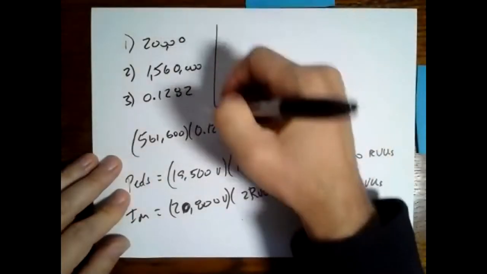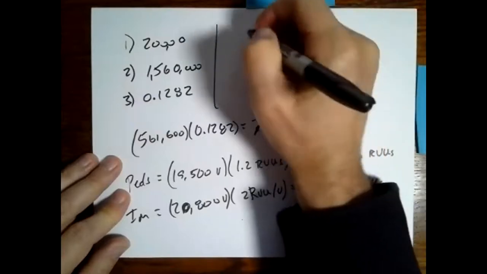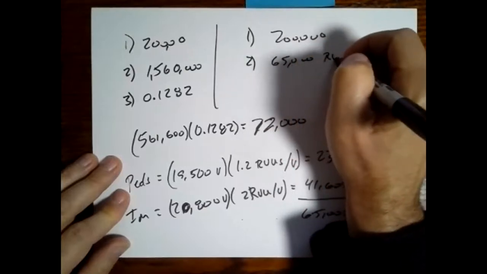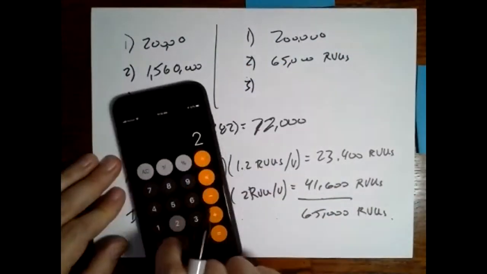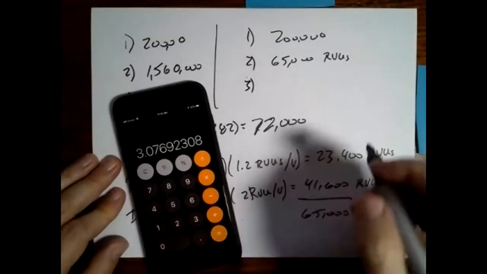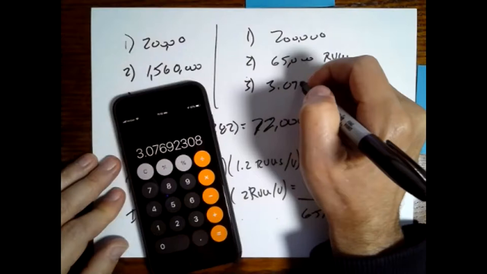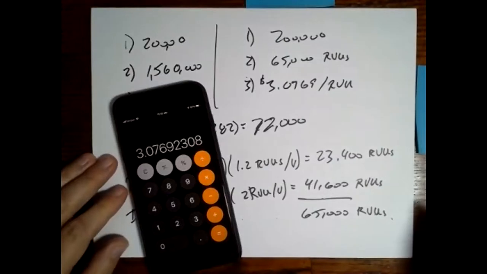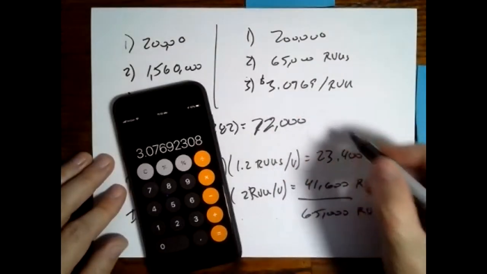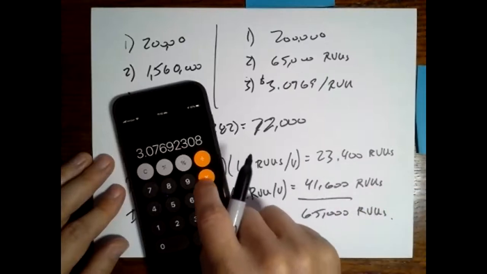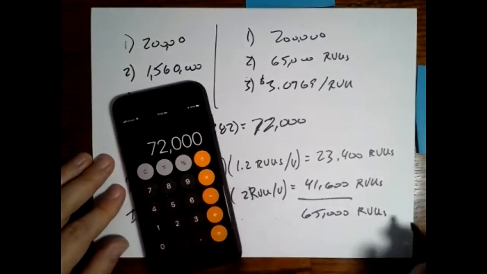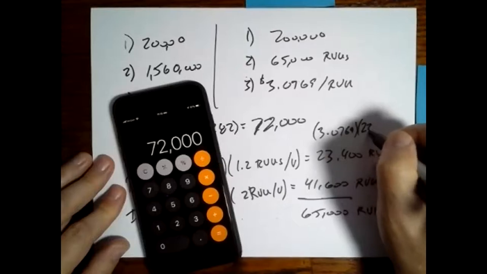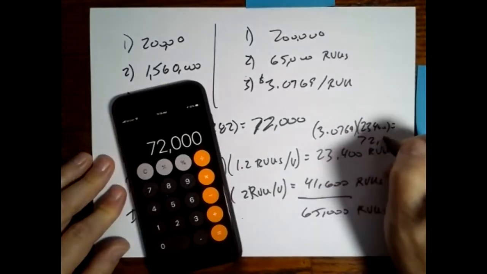And then we take the $200,000 cost pool. The 65,000 RVUs is our driver. $200,000 divided by 65,000 RVUs gives us $3.0769 per RVU. To calculate how much to send to pediatrics, we take the 3.0769 times the 23,400 RVUs, and we get 72,000 again.